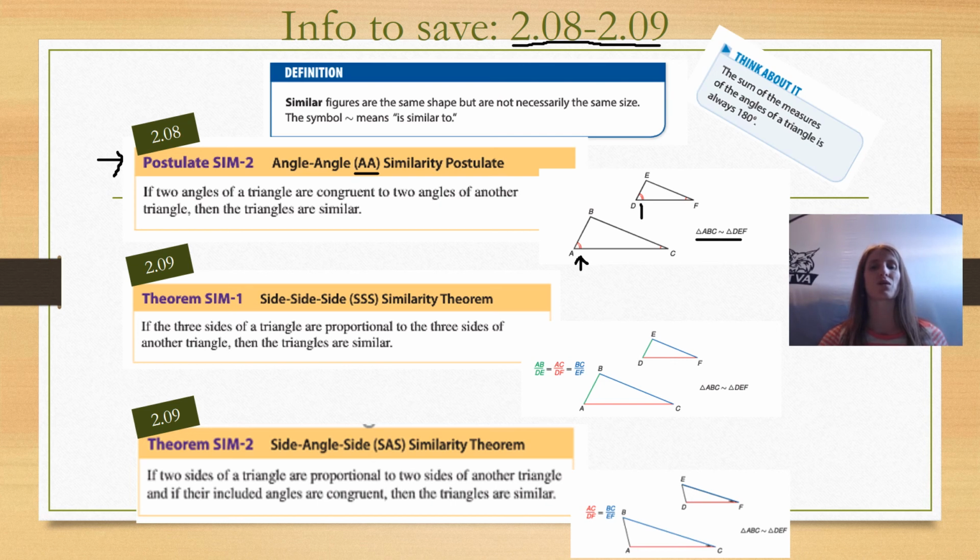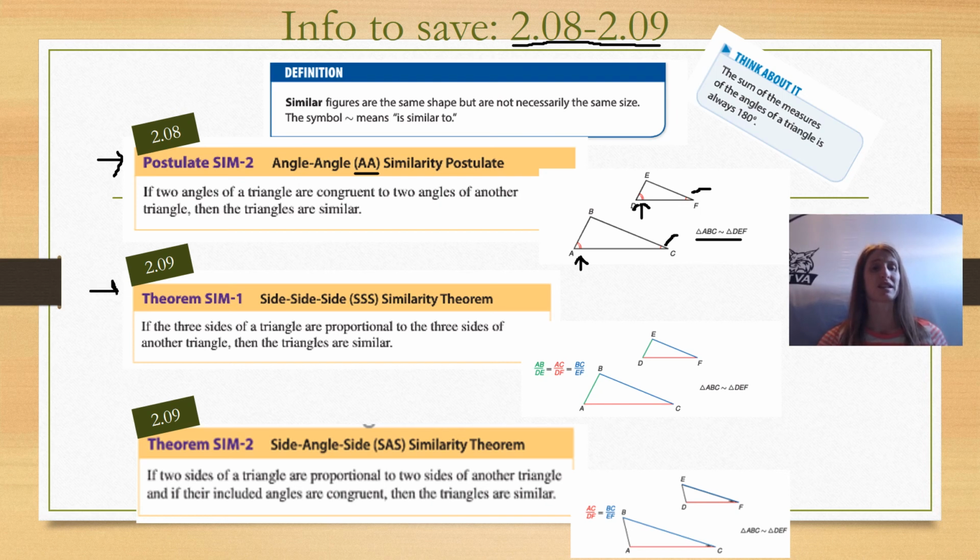It corresponds to this angle D, which has two marks. And then right here on C and F, they have one mark, so those correspond. Knowing that those two angles are congruent, meaning they're the same, we can then say that these two triangles are similar.